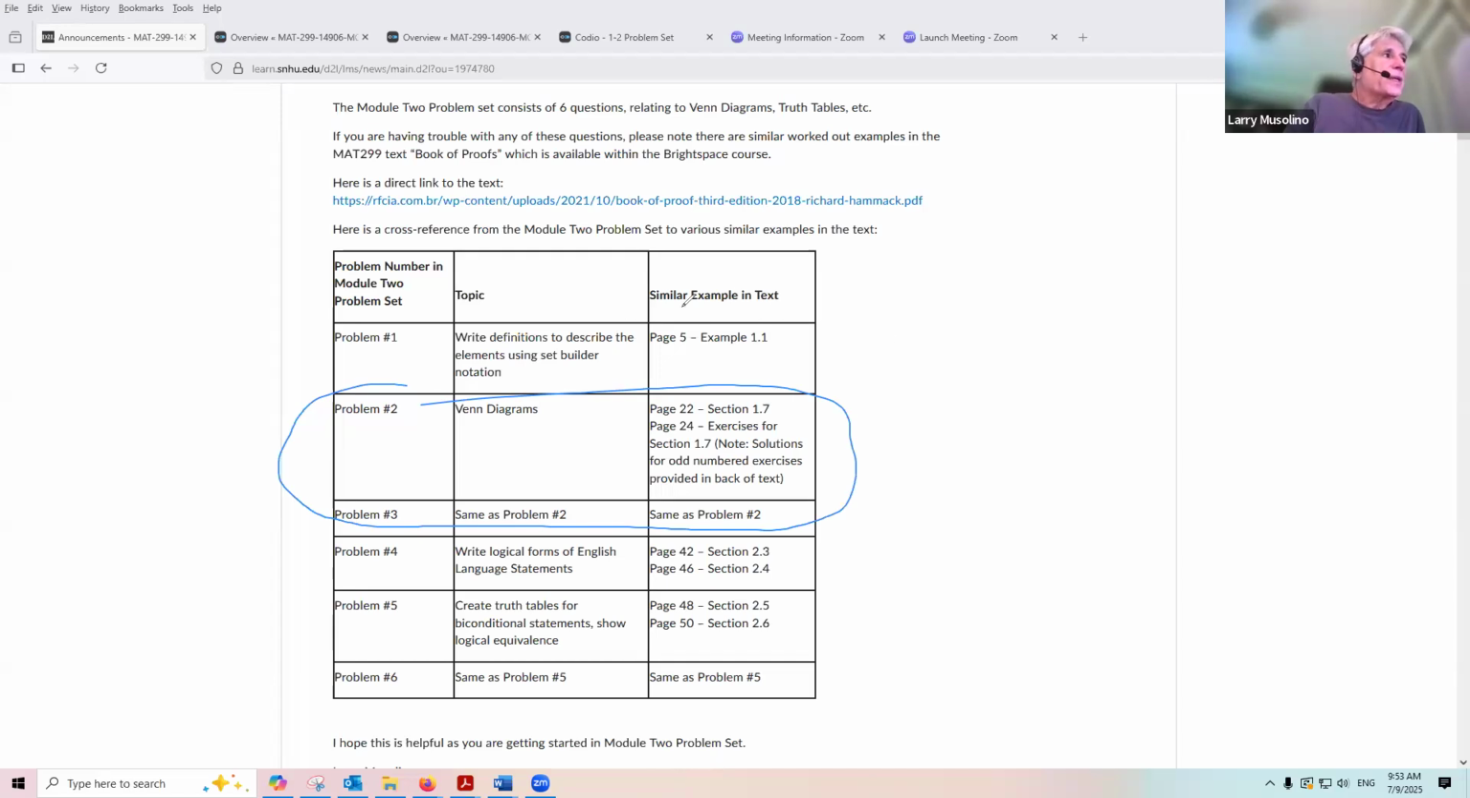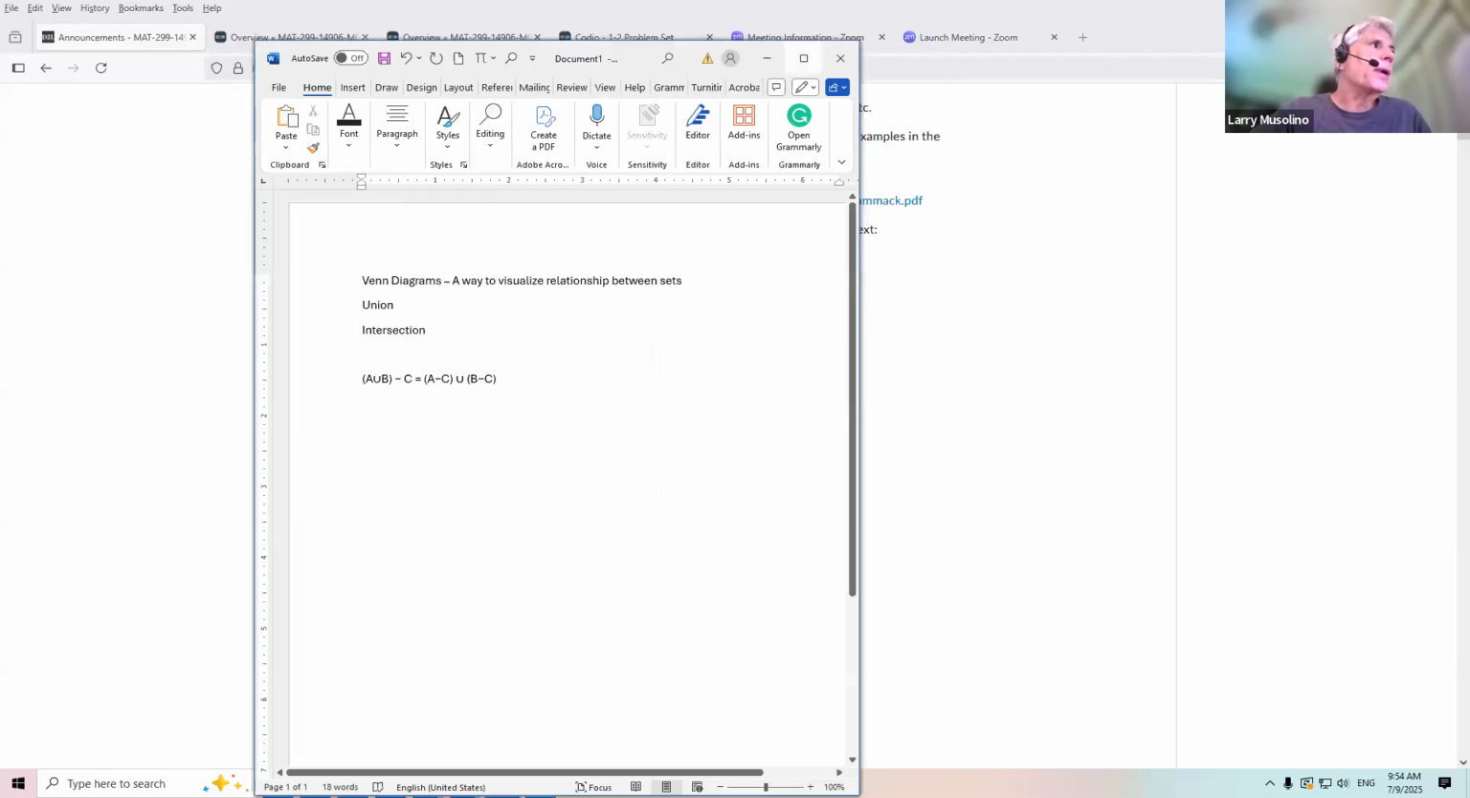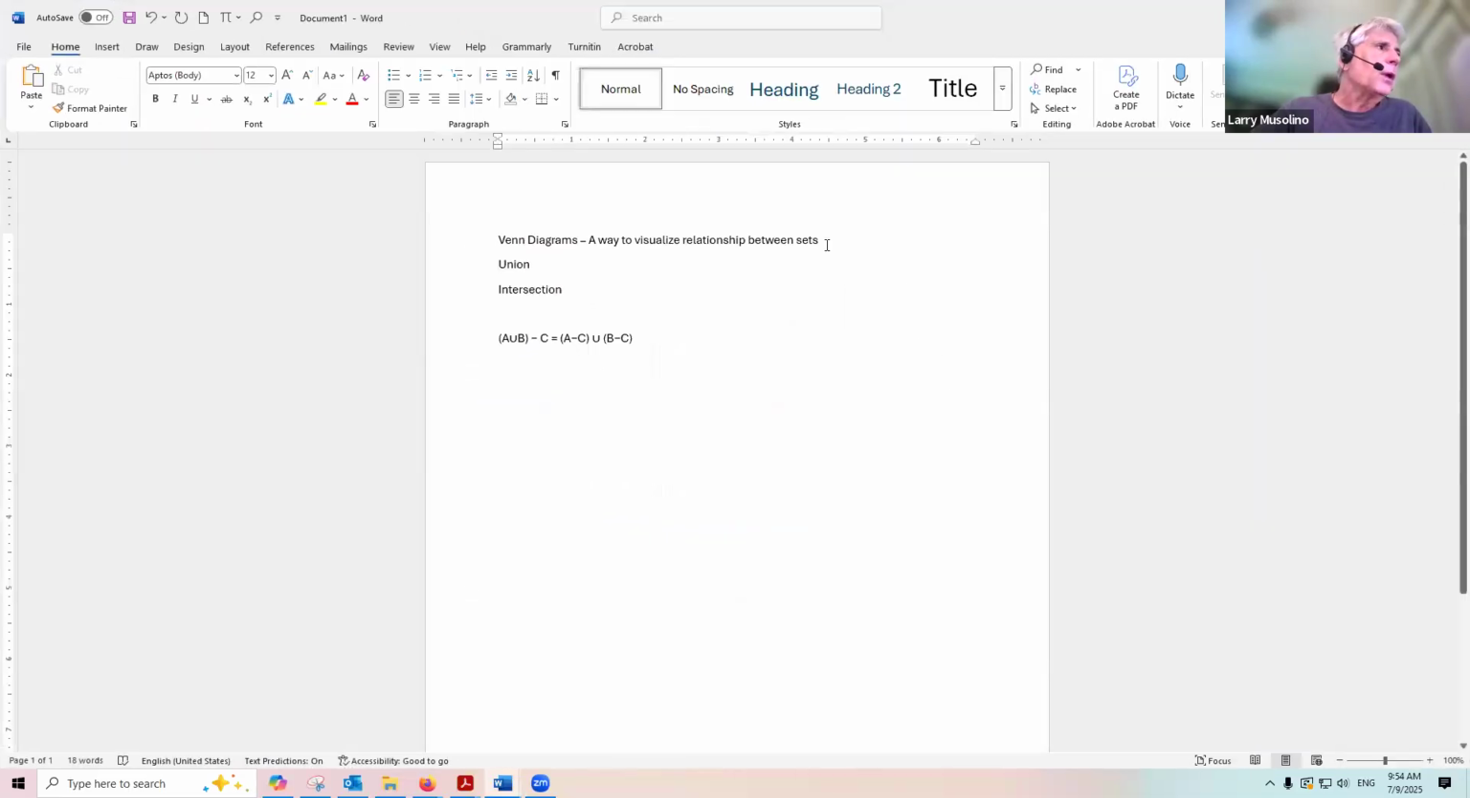There are worked out examples in our textbook that are very similar to these Module 2 problem set examples. And so here I kind of guide you to check out similar examples in the textbook. All right, well, let's do a little bit of Venn diagram analysis that would help you with problems 2 and problem 3. So let me just do some basics on Venn diagrams. I'm guessing you probably have worked with Venn diagrams in the past, but if not, let's talk about it. What is a Venn diagram?